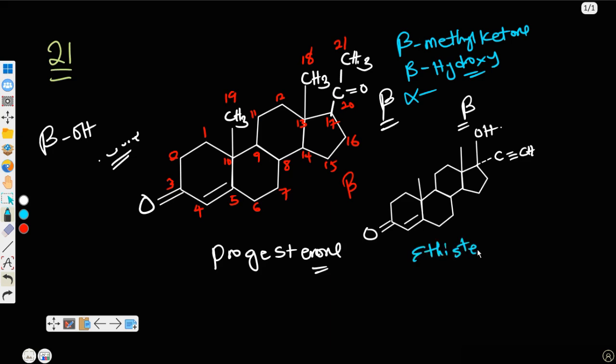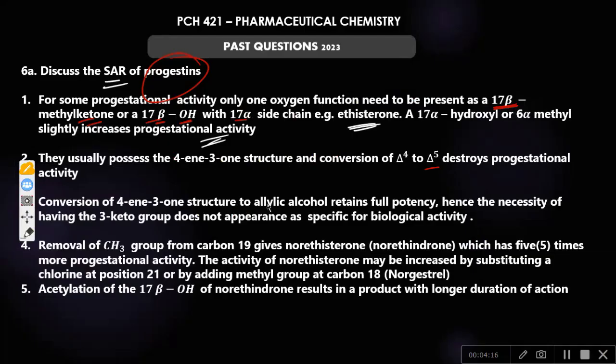Ethisterone. Now, the next one we are now saying is that, if you recall, this is position number 4 and 5. There's a double bond. Now, anything that makes this double bond shift, you call it delta 4, because the double bond is at position number 4. Anything that makes this bond shift from number 4 to number 5, for instance, if this double bond is no longer here, it destroys the progestational activity. So those are some of the things.